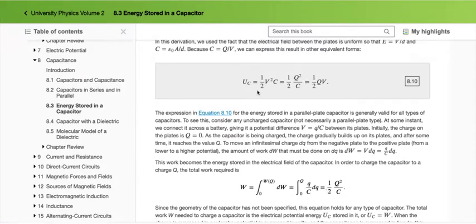Notice this doesn't depend on the type of capacitor. This is for any capacitor. The energy stored is the amount of charge you ended up getting on the positive plate times the voltage applied, divided by 2. Or, because remember C equals Q over V, we could write that in terms of Q and C. Or we could write it in terms of V and C.